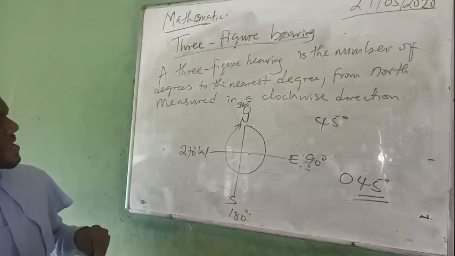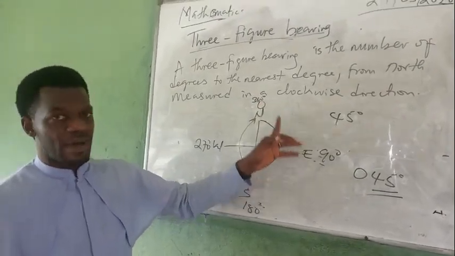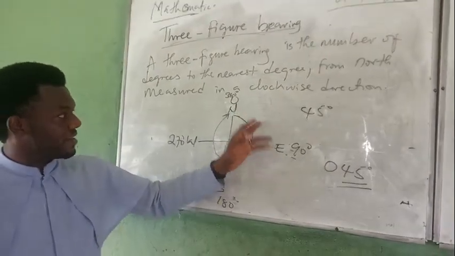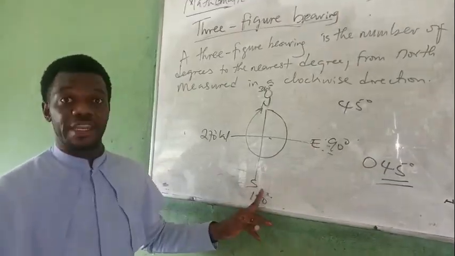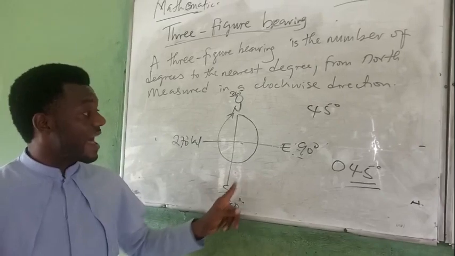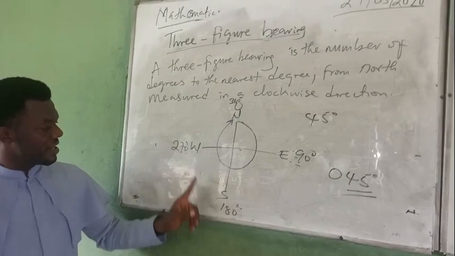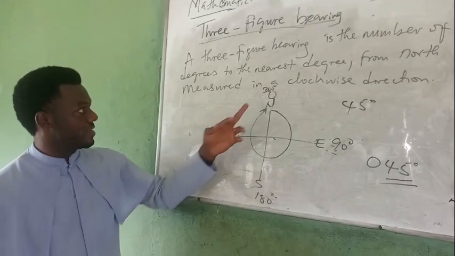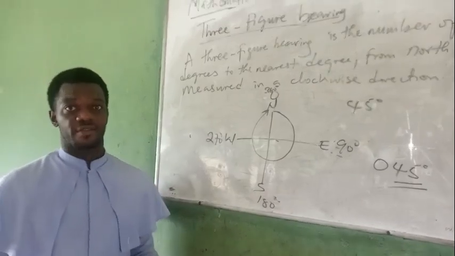So any number from 0 to 90 degrees will be northeast. Any direction between 90 degrees and 180 degrees will be southeast. Any direction between 180 and 270 degrees will be southwest. While any direction between 270 and 360 degrees will be northwest. So these are about the three-figure bearing.